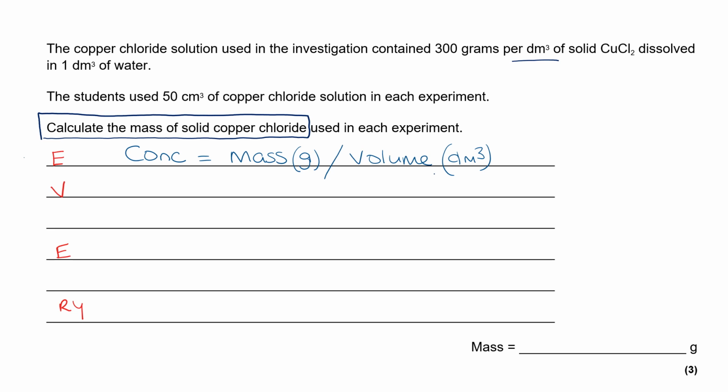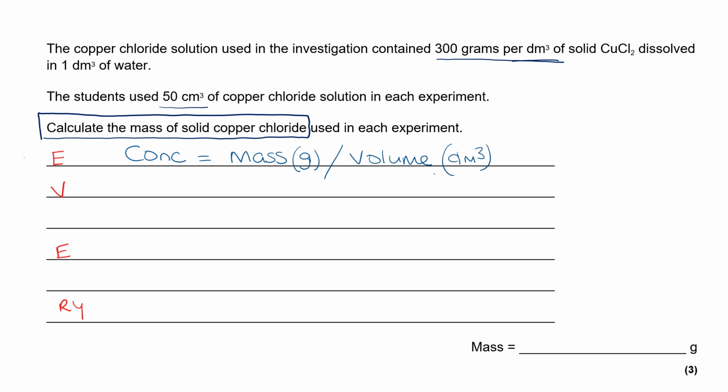Underline any of the other important information. Now it tells us that they used copper chloride solution with a concentration of 300 grams per litre cubed. dm cubed are the units of a litre, decilitres. And we've also got that the student used 50 centimetres cubed of copper chloride.